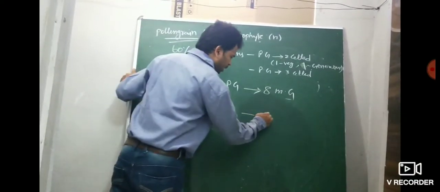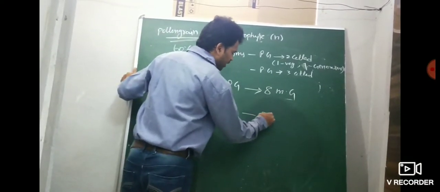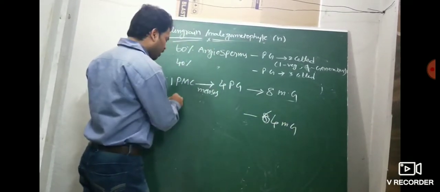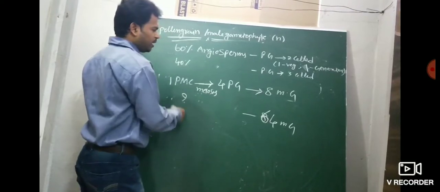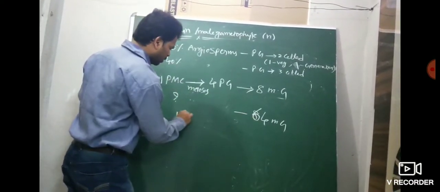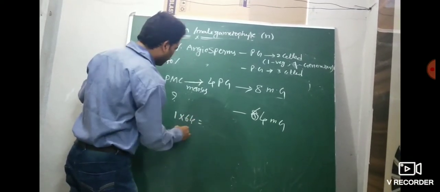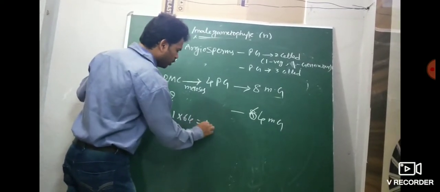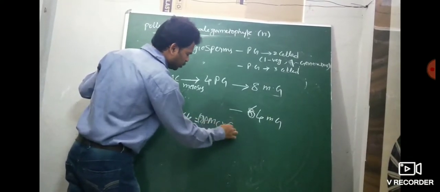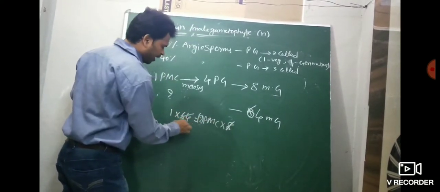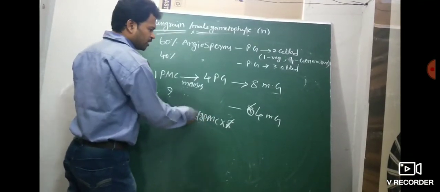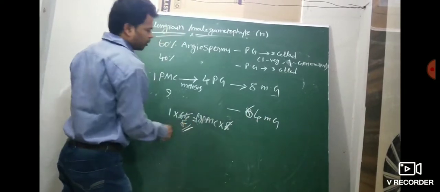So how many pollen mother cells are required for 64 male gametes? Use cross multiplication: 1 into 64 equals required pollen mother cells into 8. Eight eights are 64. So the required pollen mother cells for 64 male gametes is 8.